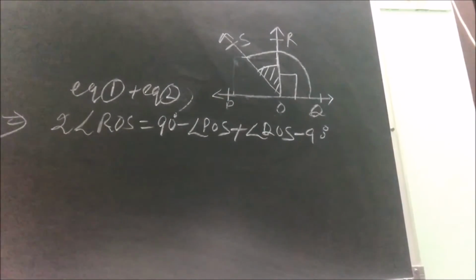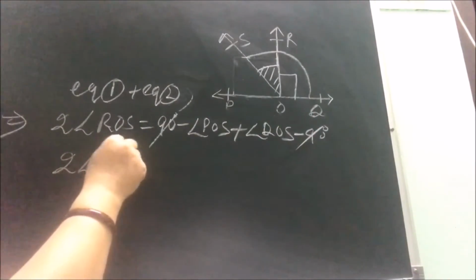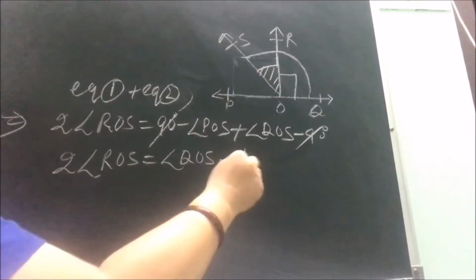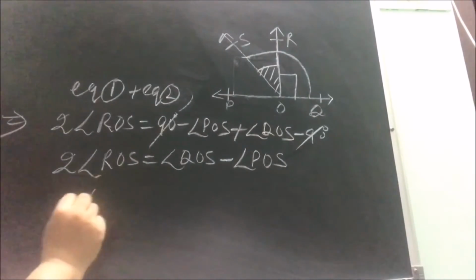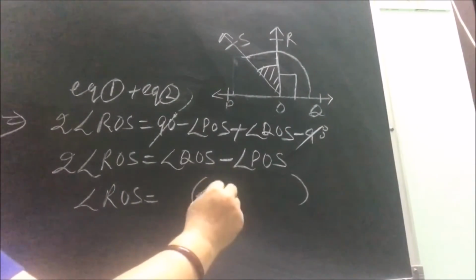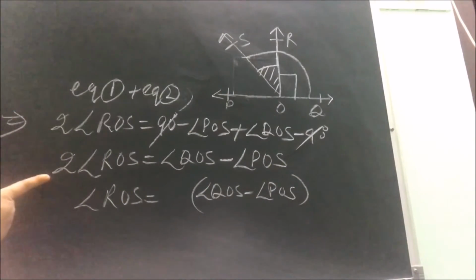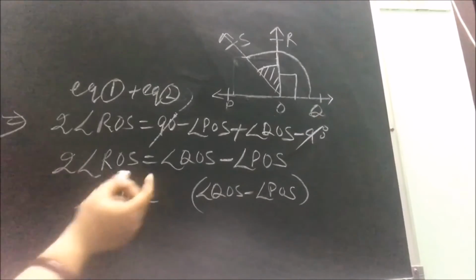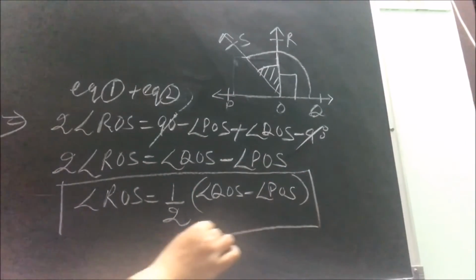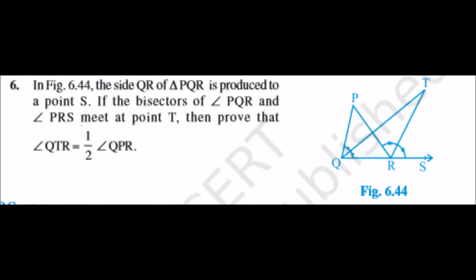Now see, 90 minus 90, they cancel out. So we have twice ROS is equal to QOS minus POS. So we can write these two angles in bracket, right? And we have to shift 2. It is multiplying here, so when we shift this number here, it will be 1 by 2. So in this way, ROS is half times QOS minus POS.